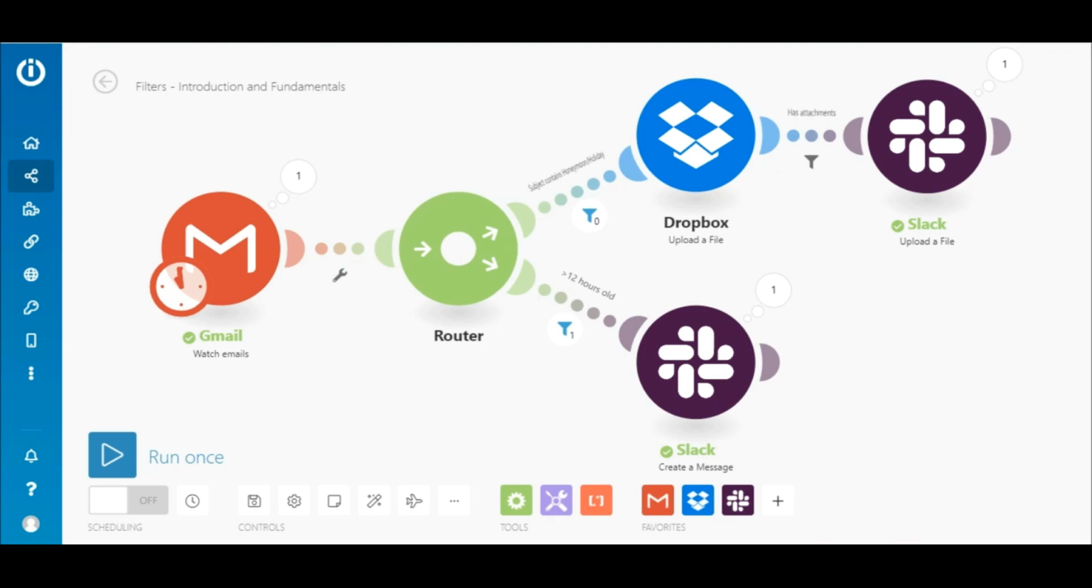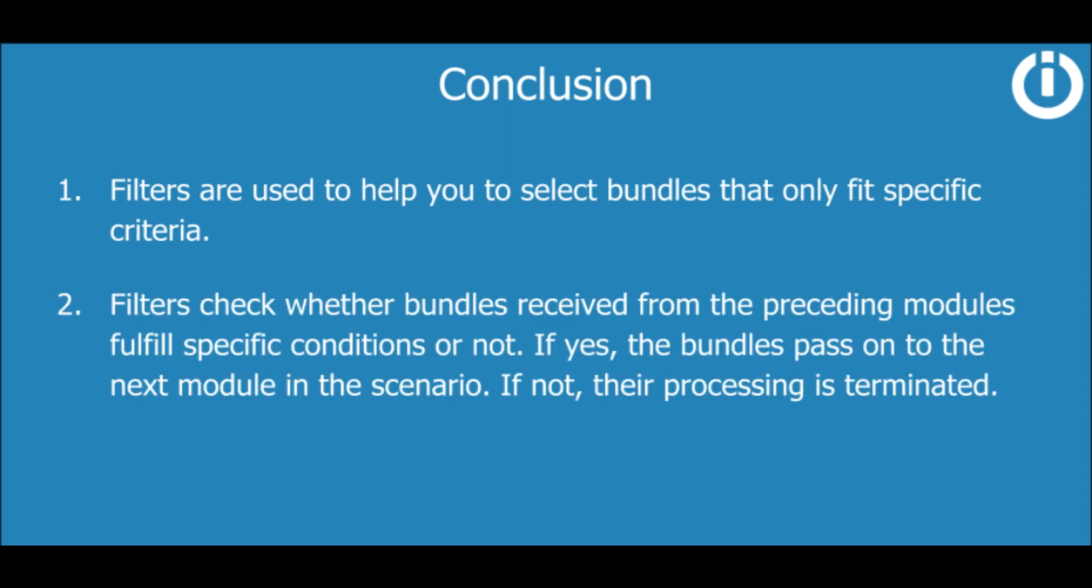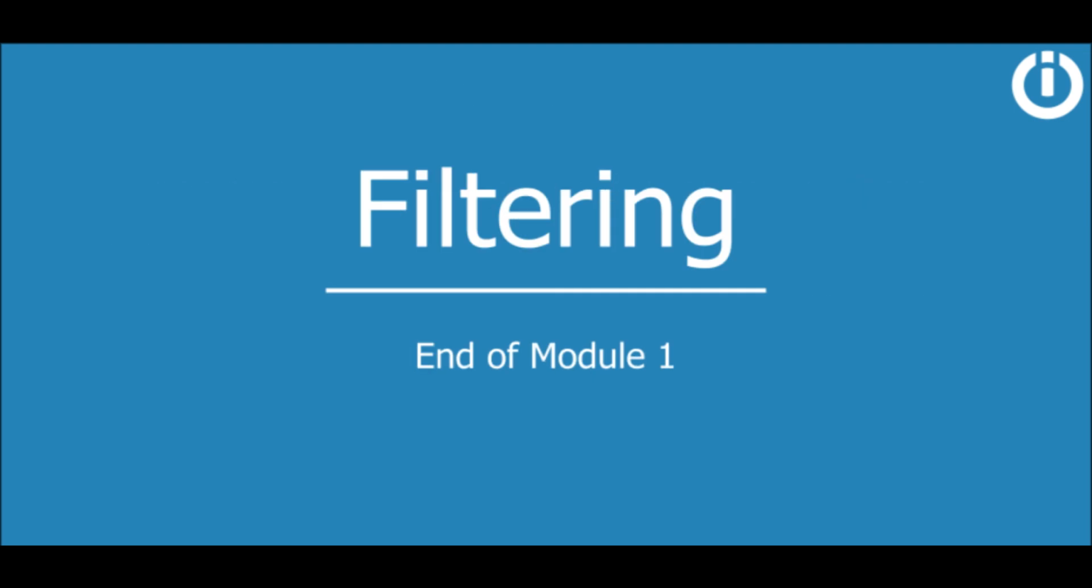Here's a quick recap. Filters are used to help you to select bundles that only fit specific criteria. Filters check whether bundles received from the preceding modules fulfill specific conditions or not. If yes, the bundles pass on to the next module in the scenario. If not, their processing is terminated. That concludes the basics of filters.